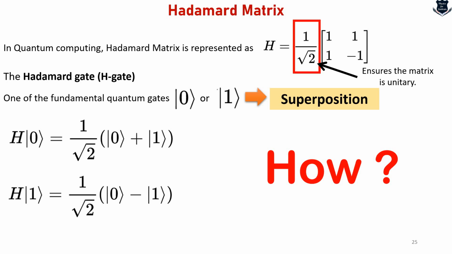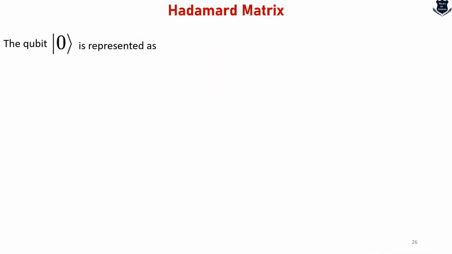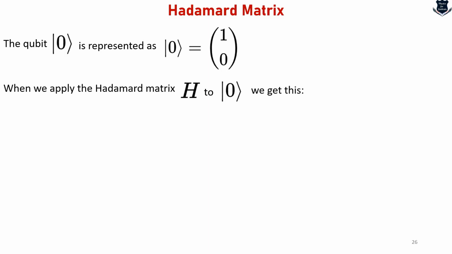That is something which is a question, and we are going to take it up and tackle it in the next part of the video. So if I take a qubit, say for example this one, and I represent this qubit as this, this is basically what is called a 2 by 2 matrix. Then we can apply the Hadamard matrix H to 0, and what we get is this one.